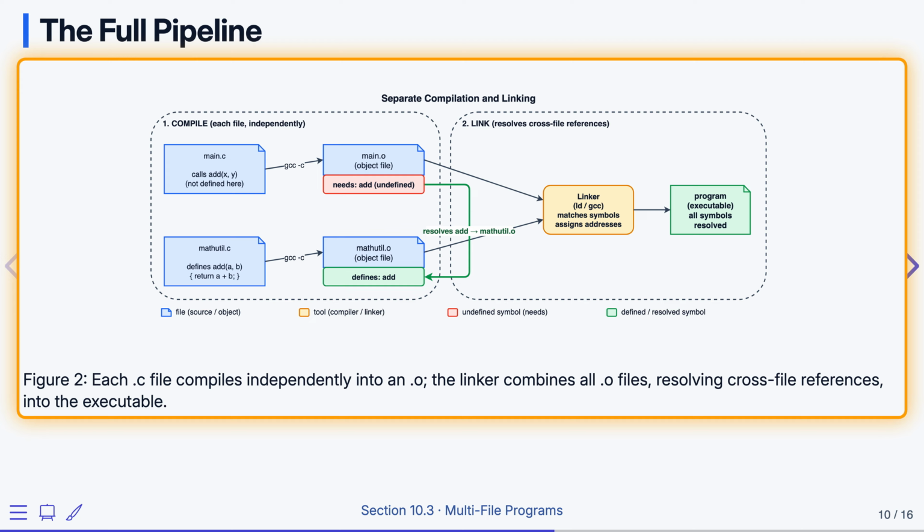On the link side, both object files feed into the linker. The bold green arc is the heart of the figure. It shows the linker resolving the reference, connecting main.o's undefined add straight to math.util.o's definition. The result is the finished executable, with every symbol resolved.